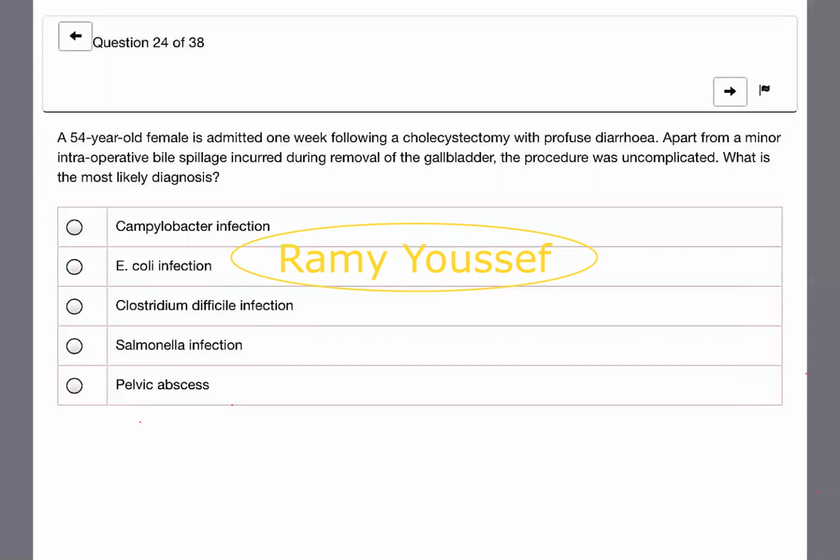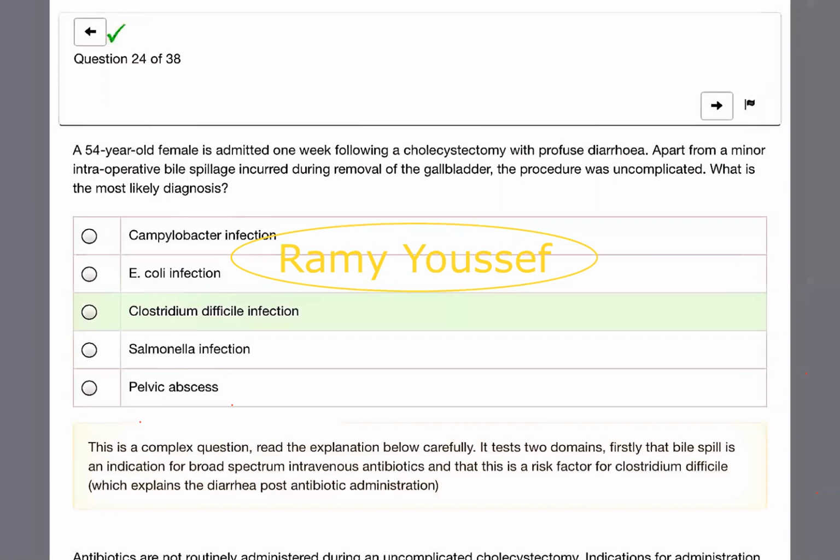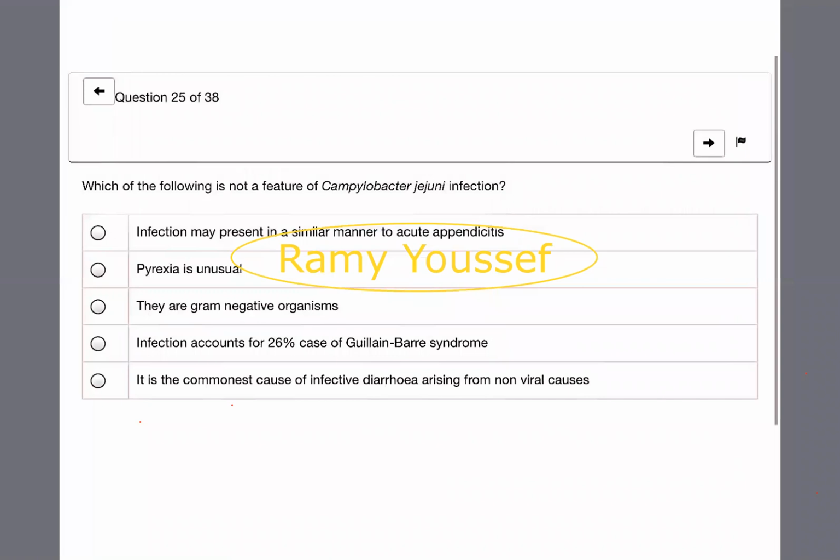Perfect, exactly. Post-operative patient, an uncomplicated operation. You will have Clostridium difficile infection because you give antibiotics and they disturb the normal intestinal flora. So the patient will have Clostridium difficile infection. Okay, whose turn now? Dr. Ali, or I can't remember.